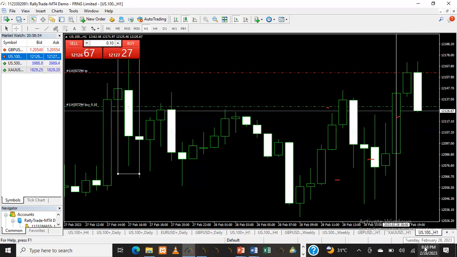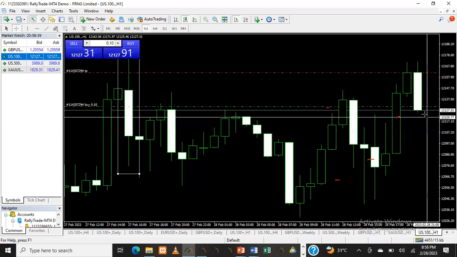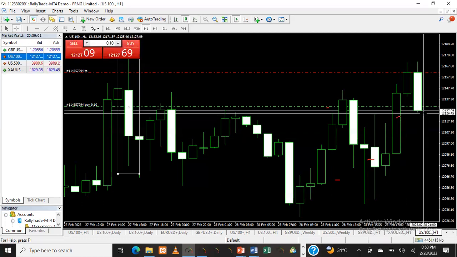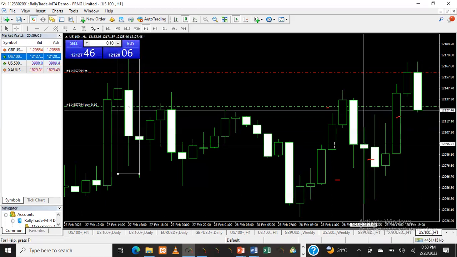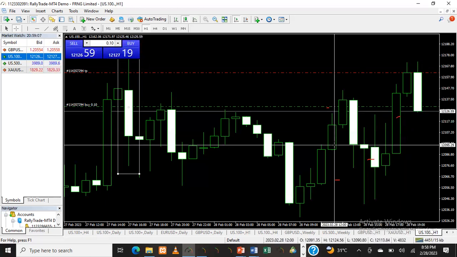2 minutes. This is 8:58. So by 9 o'clock, a new candle will form. It's going to open below here. Now, there are two things you need to understand. A bullish candle opens from below and closes above, while a bearish candle opens above and closes below.